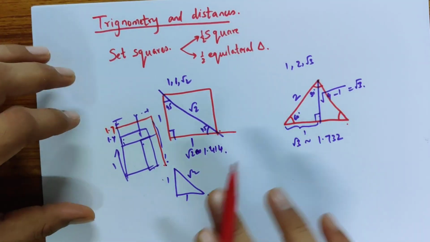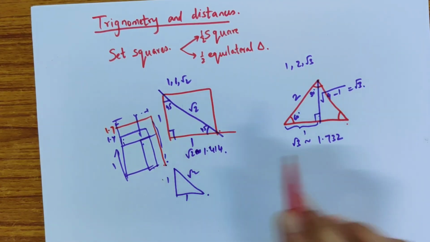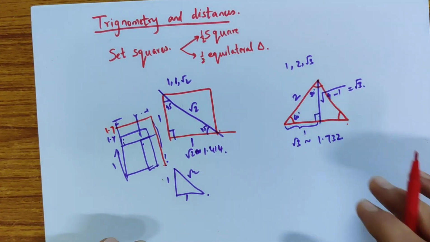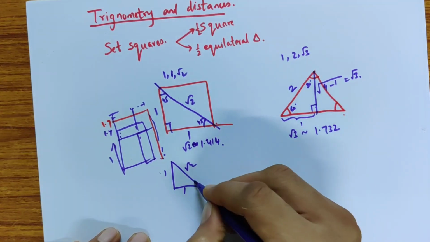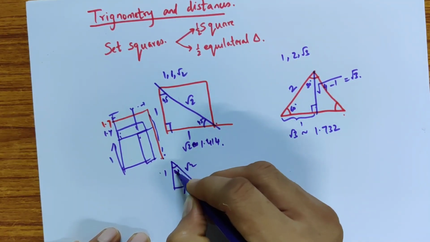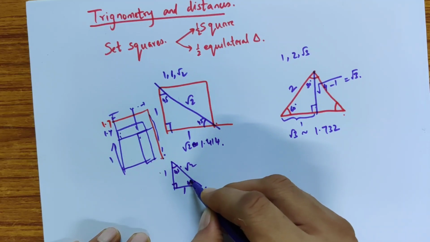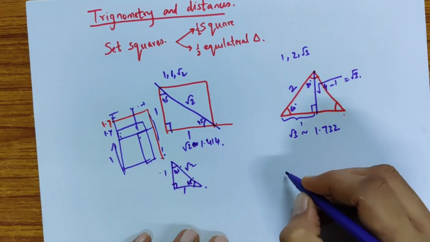So this can give children a sense of what root 2 and root 3 is, and then they can use these numbers. Because the two sides are the same, the two angles are the same, and the two angles are 45, you do it a few times, and then this will become quite normal.